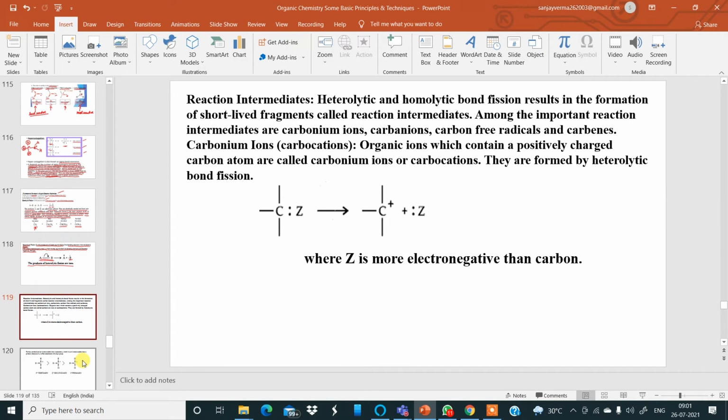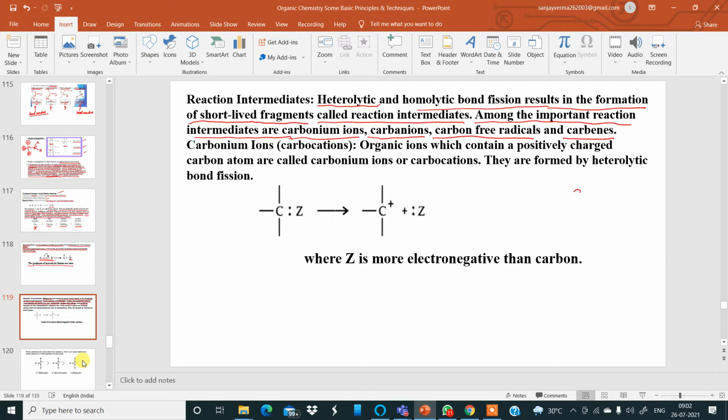Further, in organic chemistry, there are reaction intermediates also. When a reaction is happening between two reactants, before the products, something called reaction intermediates forms. Heterolytic and homolytic bond fission results in the formation of very short-lived species or fragments called reaction intermediates. Among the most important reaction intermediates are carbocations, carbanions, carbon free radicals and carbenes.